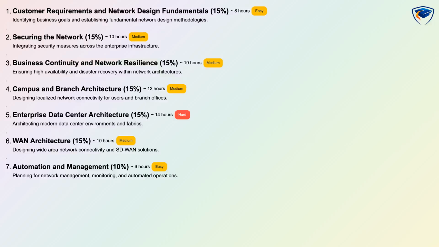Each domain entry includes the primary focus, difficulty, and estimated study time. We will summarize what you will learn in each domain and highlight important topics to prioritize.